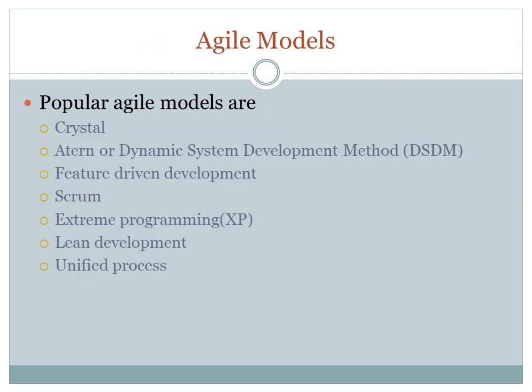Now let's look into some popular agile models: Crystal, Atern or DSDM, that is Dynamic System Development Method, Feature Driven Development, Scrum, Extreme Programming, Lean Development, and Unified Process. These are the names of some popular agile models. We'll be looking into two of these, Extreme Programming and Scrum.